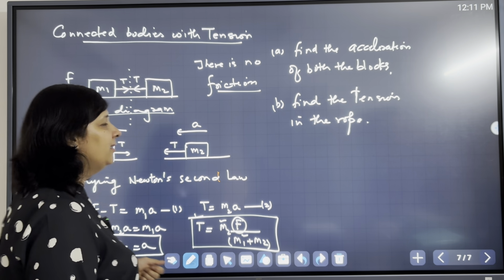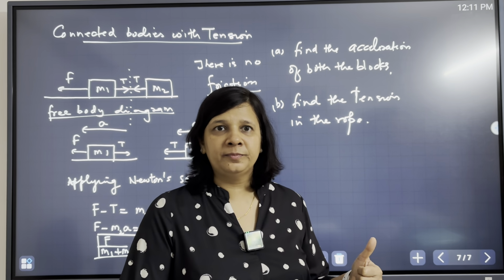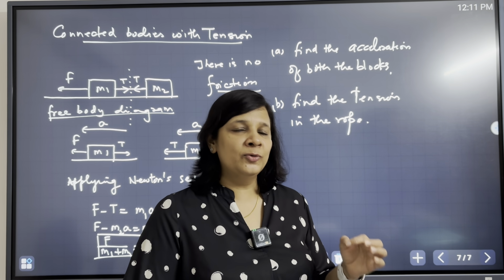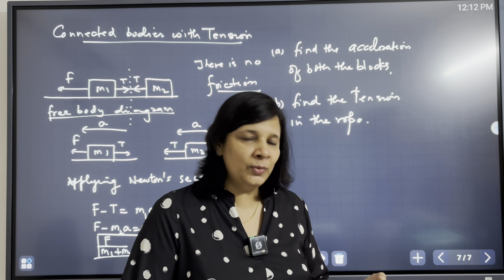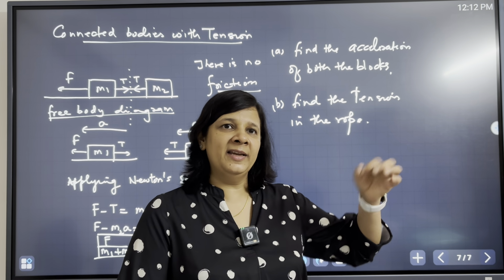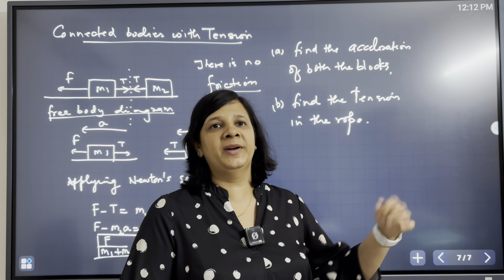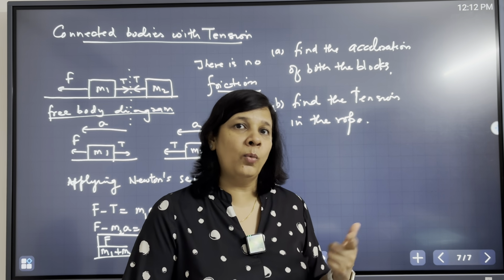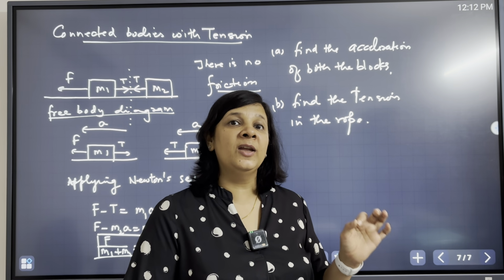You can calculate the tension in the rope and the acceleration of the two blocks. I told you all earlier that in order to calculate the tension, you can also calculate directly by taking net external force divided by total mass. Internal forces will not play any role. Why? Because they are equal and opposite.